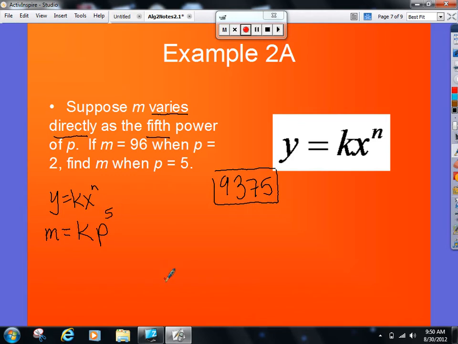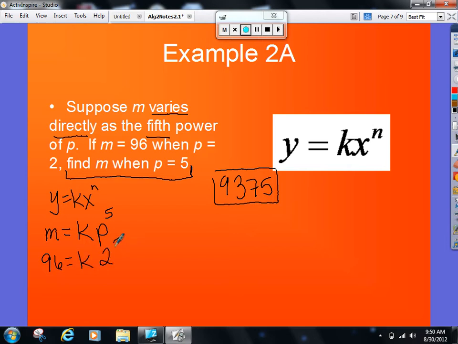Look for the piece of data that matches, and here it is. If m equals 96 when p equals 2, here's my question. I'm not doing anything with the question till the very end. Find m when p equals 5. So now let's plug in the set that they tell us they know is true. When m is 96, still don't know what k is, but p is going to be 2.